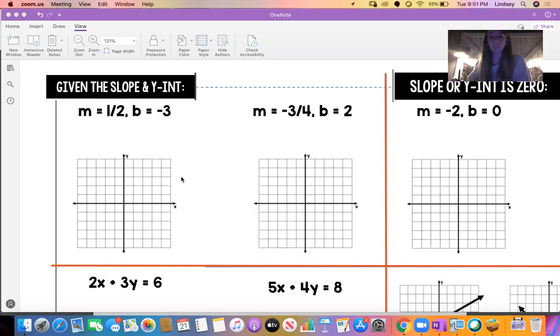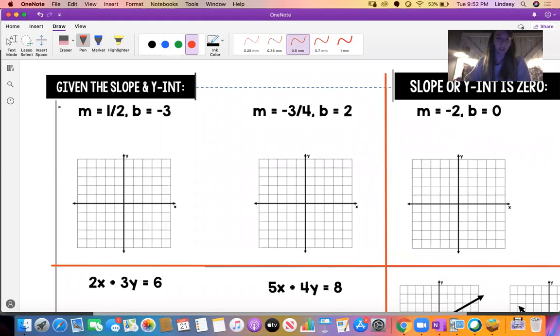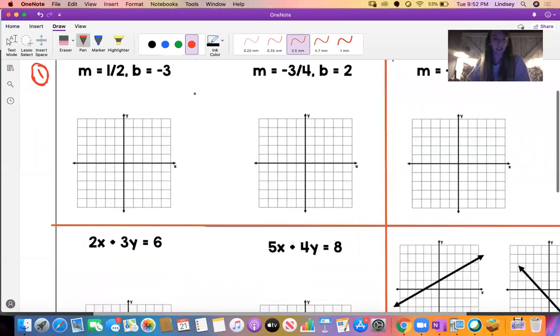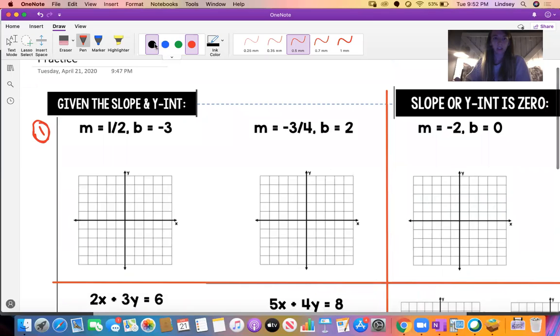I've kind of broken up these practice problems like the notes were, so we're going to be going through each one of those different scenarios, and we'll just have a couple of graphs to practice on. Okay, so the first one we're going to be looking at is when they give us the slope and the y-intercept. We're just going to take those two things and plug them into that slope intercept formula that we talked about.